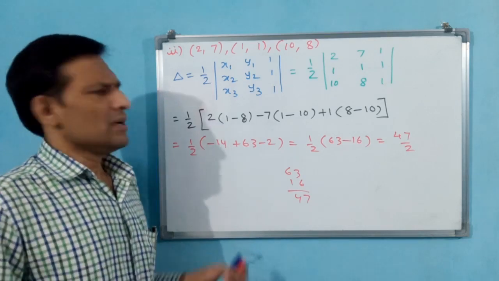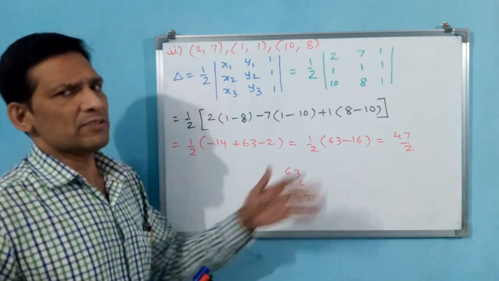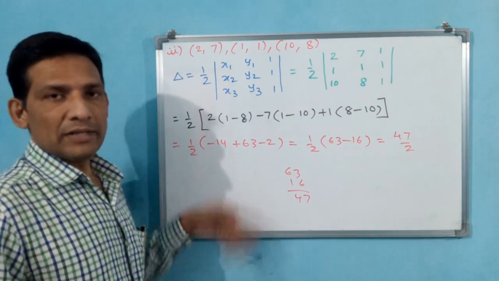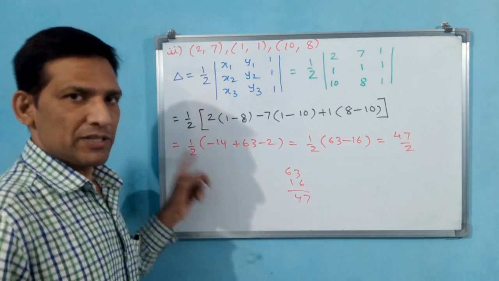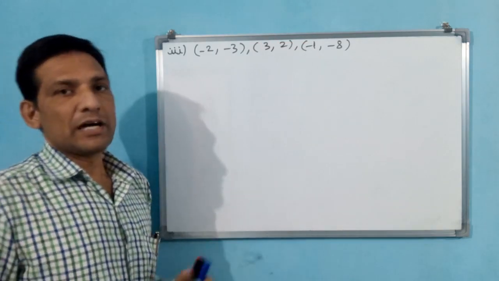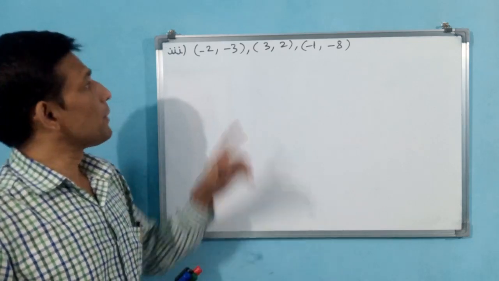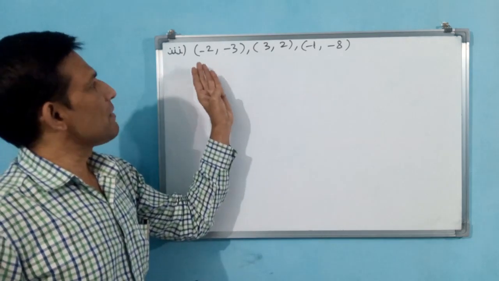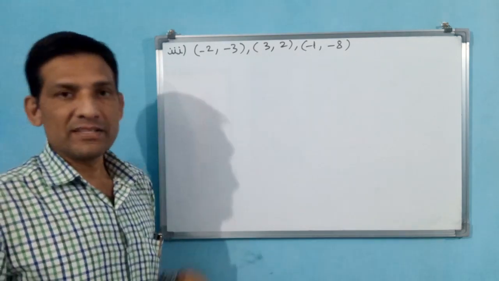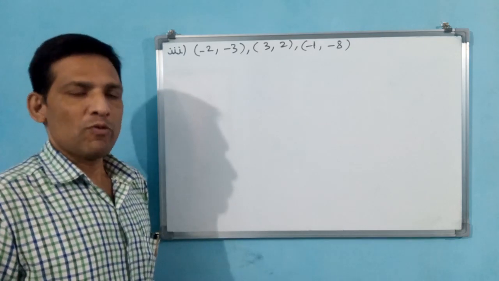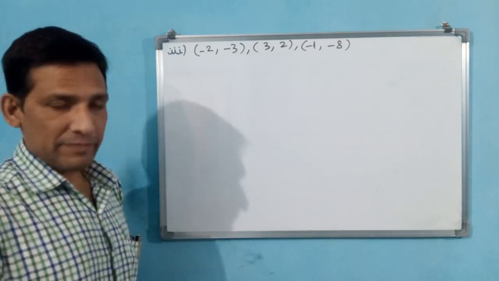You understand now? This also positive only. Directly you have written positive value. Write this and we will go for third part. First question, third part. Okay, see the third part of this question. Vertices they have given: (minus 2, minus 3), (3, 2), (minus 1, 8). These are vertices of triangle. We have to find area of the triangle. Okay, let us find area of the triangle.